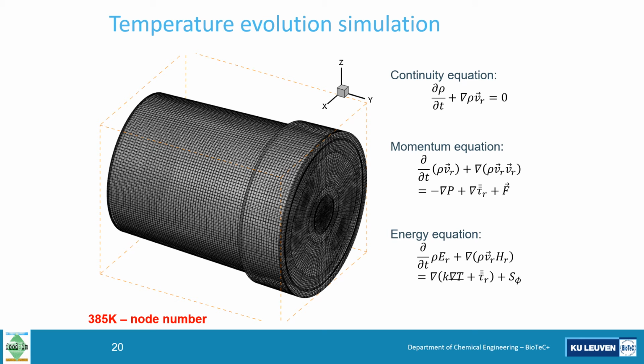Here you see the computational geometry, which was used for the simulation. Almost 400,000 nodes were used for this, and for the fluid inside, the continuity, momentum, and energy equations were solved simultaneously to simulate the behavior of the liquids during reciprocation, and also the heat transfer, of course.